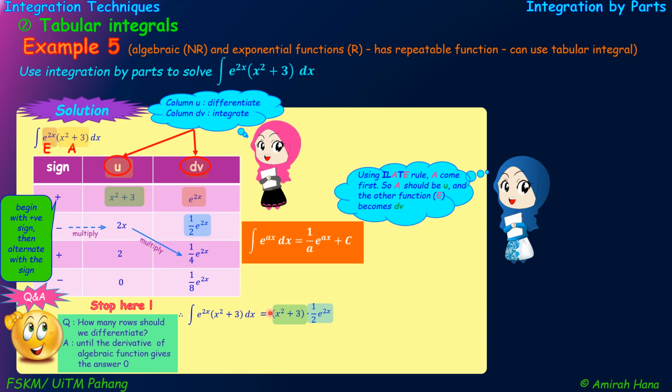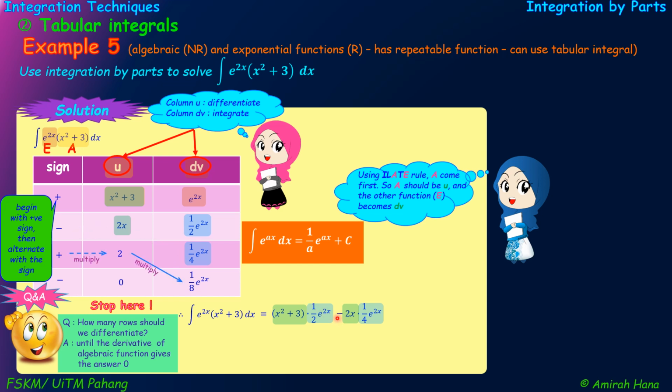Positive times positive equals positive. And after that, we multiply this: 2x times 1 over 4 e to the power of 2x. We have 2x here and 1 over 4 e to the power of 2x. And negative times positive equals negative.